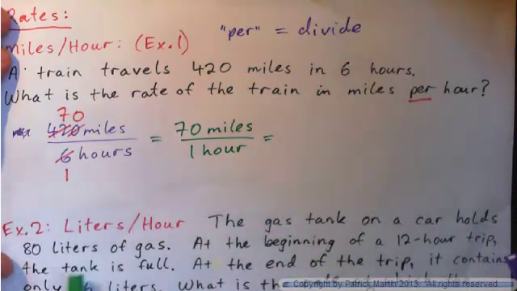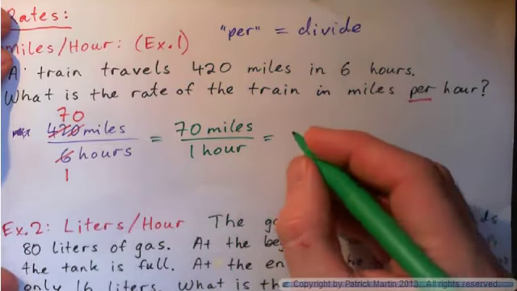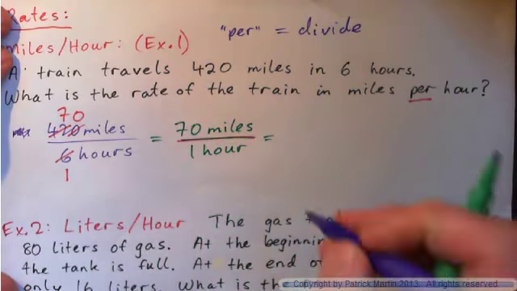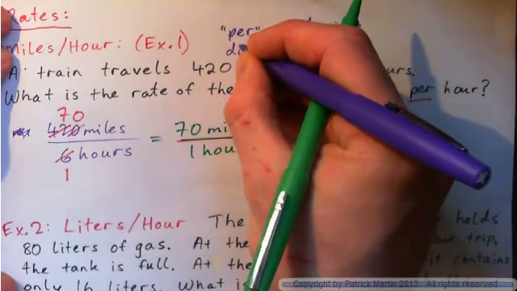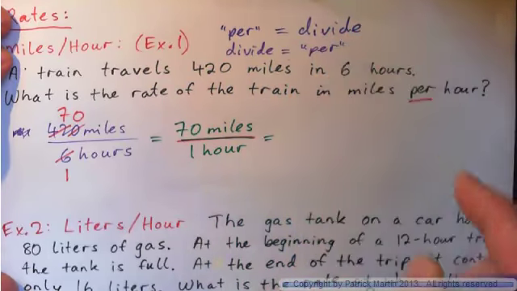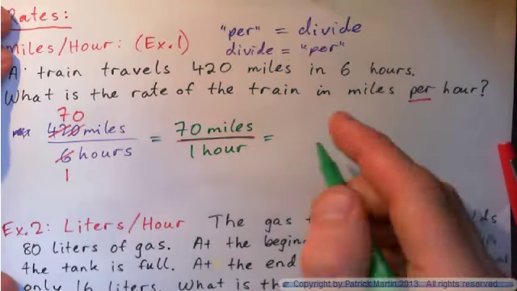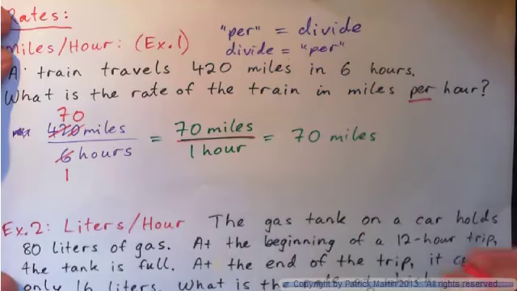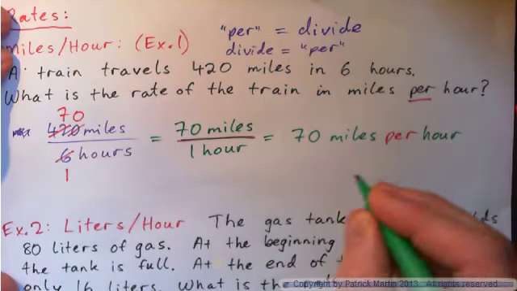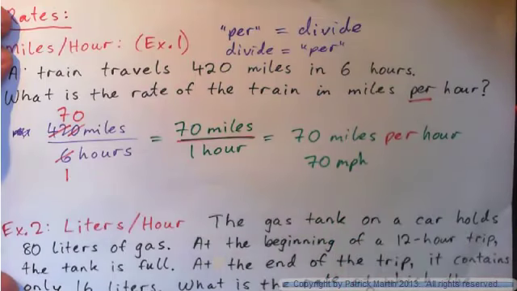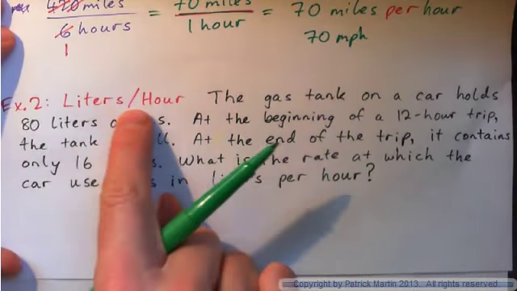And this can then be translated as 70 miles, and this divide equals per. Per means divide, but also divide equals per, right? The word per. So we can say 70 miles per 1 hour, or 70 miles per hour. And this is also often written 70 mph, miles per hour.